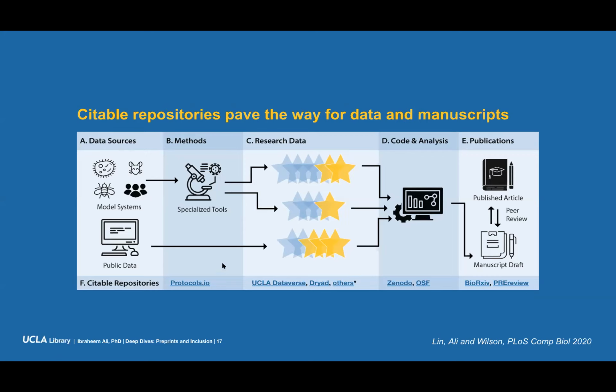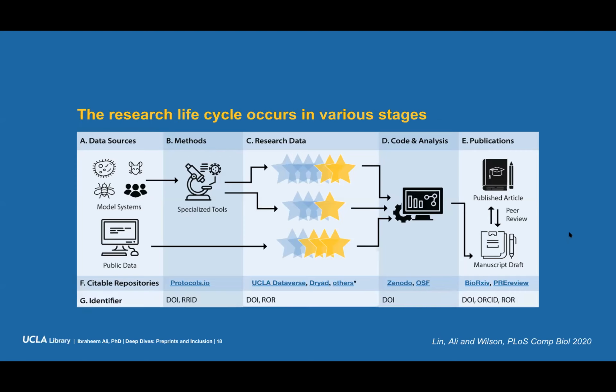So as you can see here, there are platforms to publish these interim research products for every step of this research lifecycle. Importantly, each of the platforms listed here have implemented standards for online archiving, such as the creation of digital object identifiers or other persistent identifiers, including research resource IDs for methods, research organization registry IDs, open researcher and contributor IDs, which help track and connect all citations in the Crossref network.